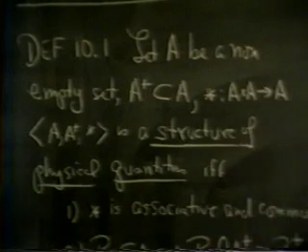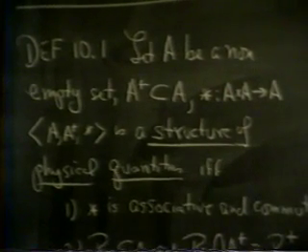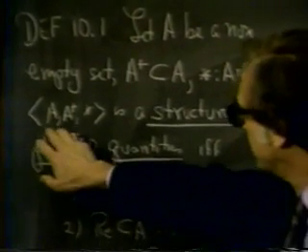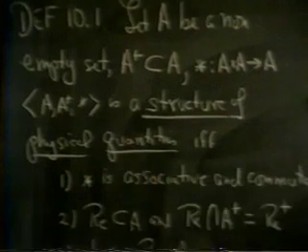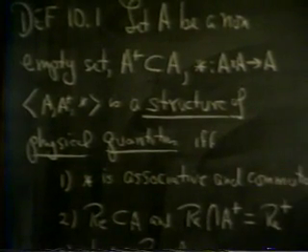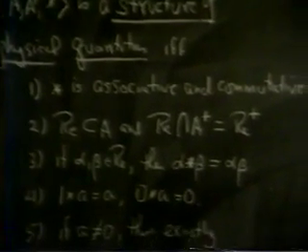And the axioms are an attempt to characterize the nature of that combining. And formally, we'll say that this structure composed of A plus, and star is a structure of physical quantities if the following conditions are met. First of all, the combining operation is assumed to be associative and commutative.